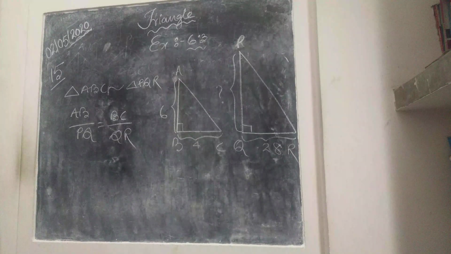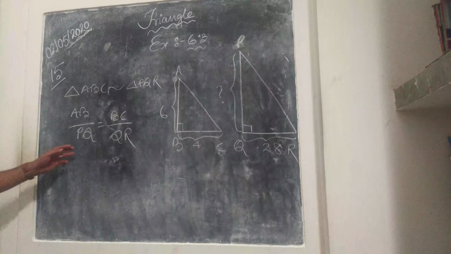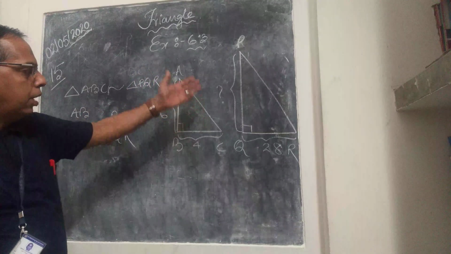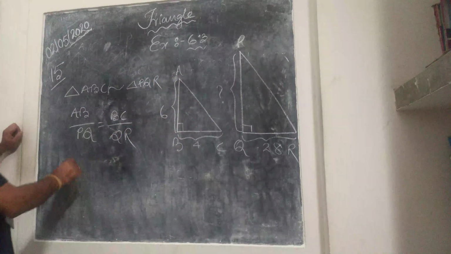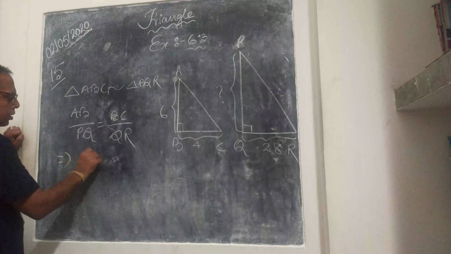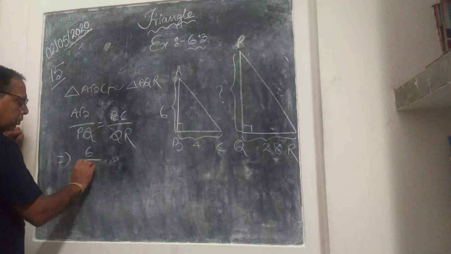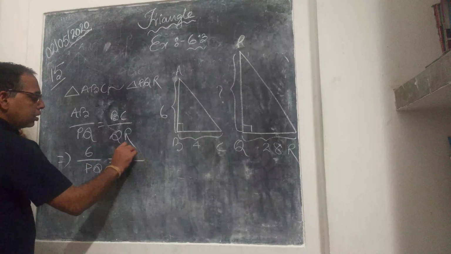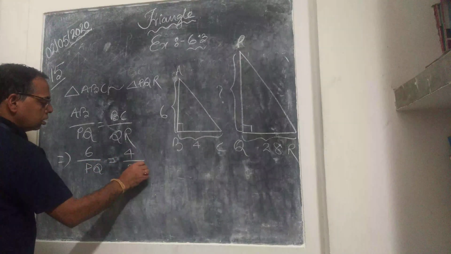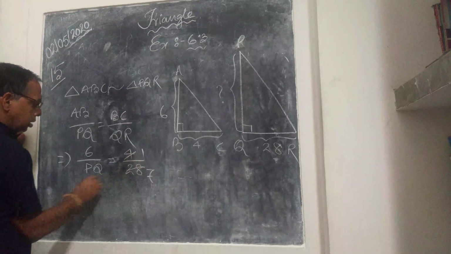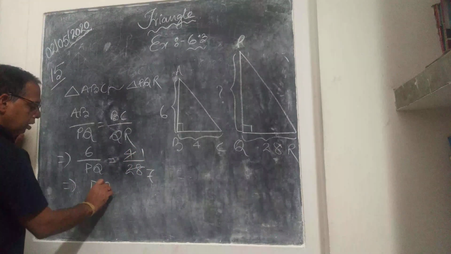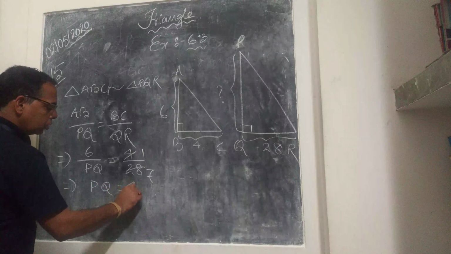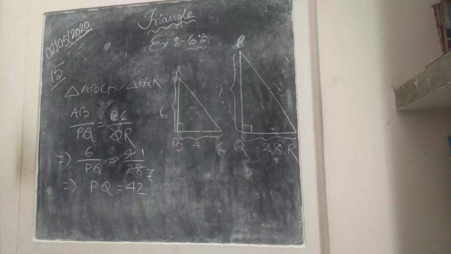BC by QR. So that means you can substitute the value of all. I don't need that AC by PR. Then AB is how much? AB is 6. PQ will remain PQ. This is BC 4. This is 28. So this one gone. This is 7. So ultimately PQ equal to 42. So height of the tower is 42 meter.